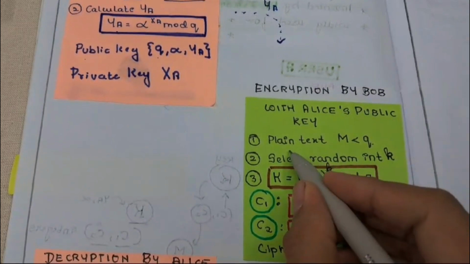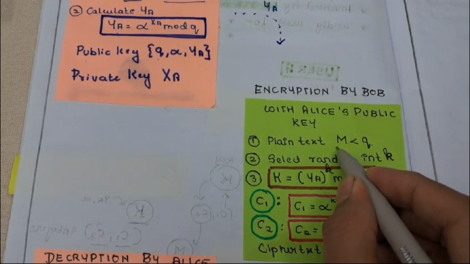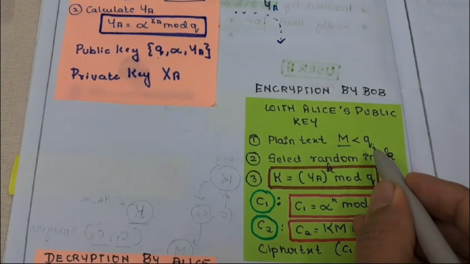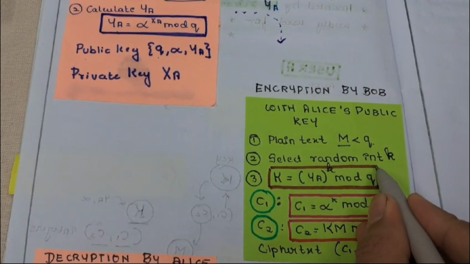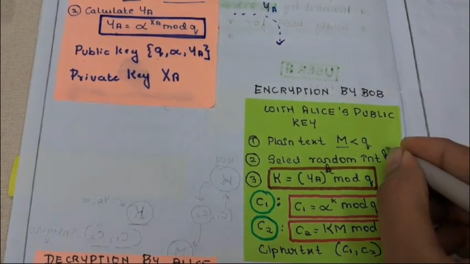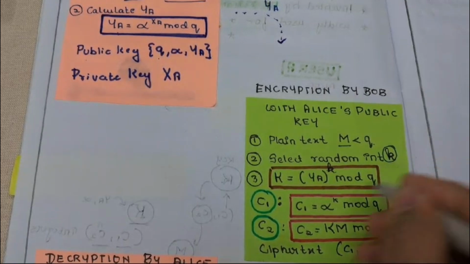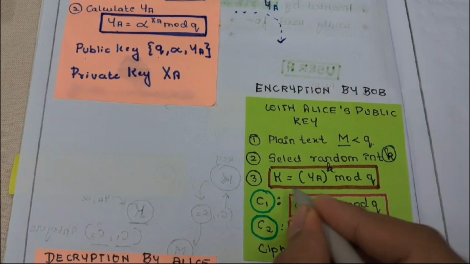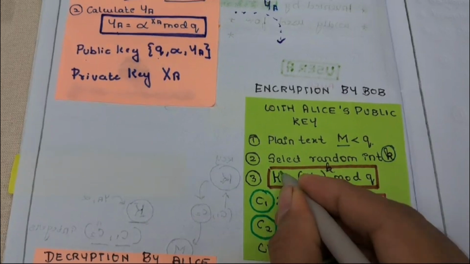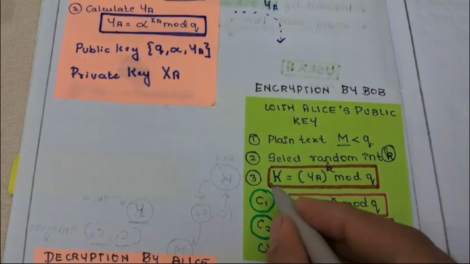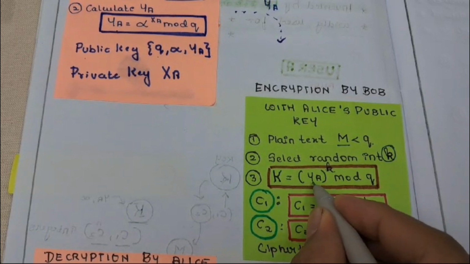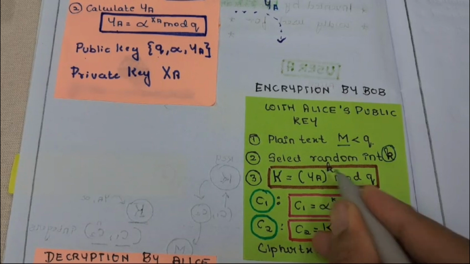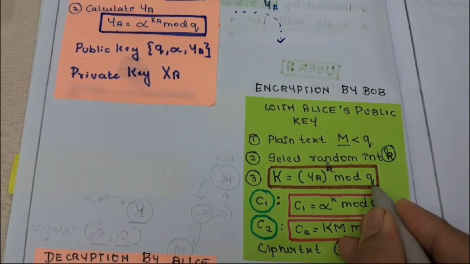We know we are going to select a plain text, which is nothing but M, and this M is lesser than Q. Then we are going to generate a random integer k. By using this random integer and the public key of A, we are going to calculate the secret key K. So K is equal to YA, the public key of A, raised to the power of the random integer, mod Q.